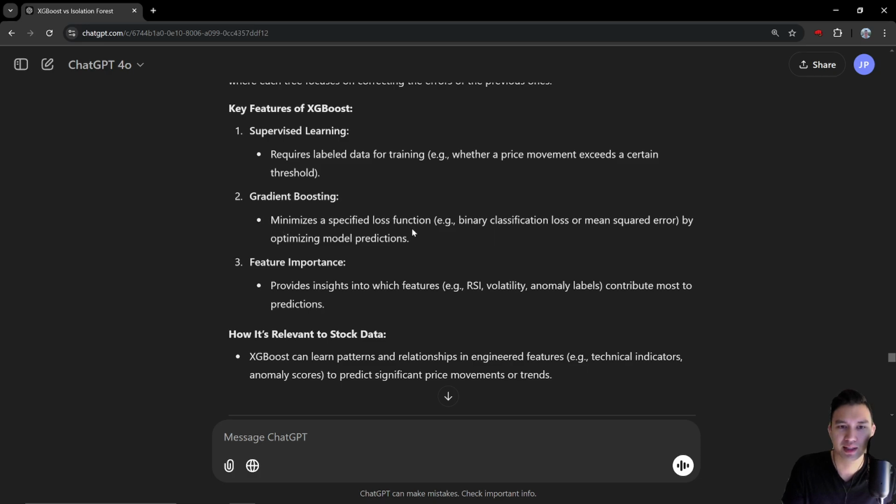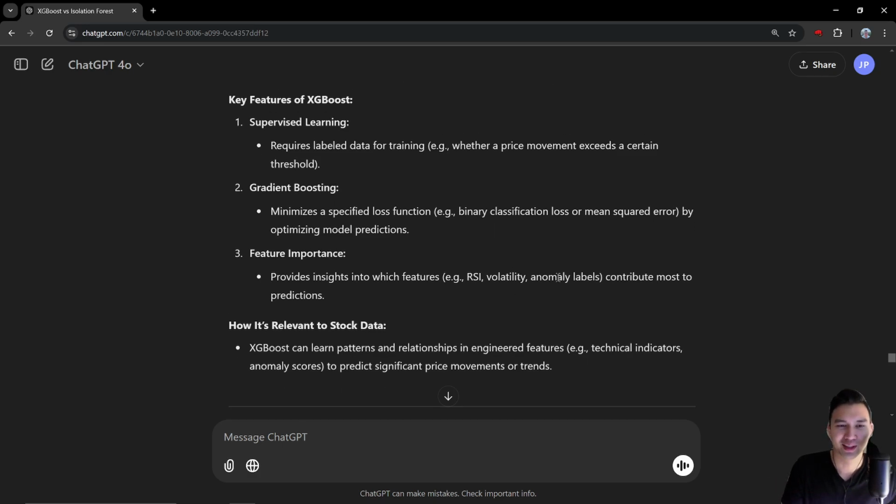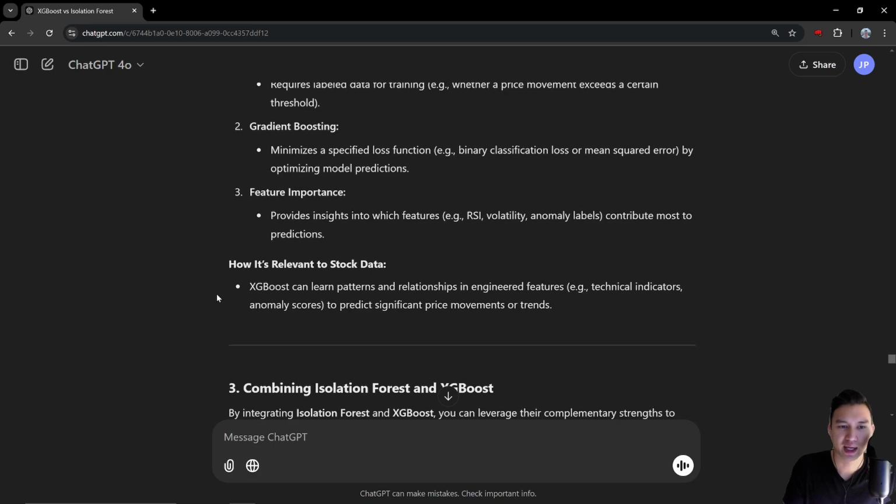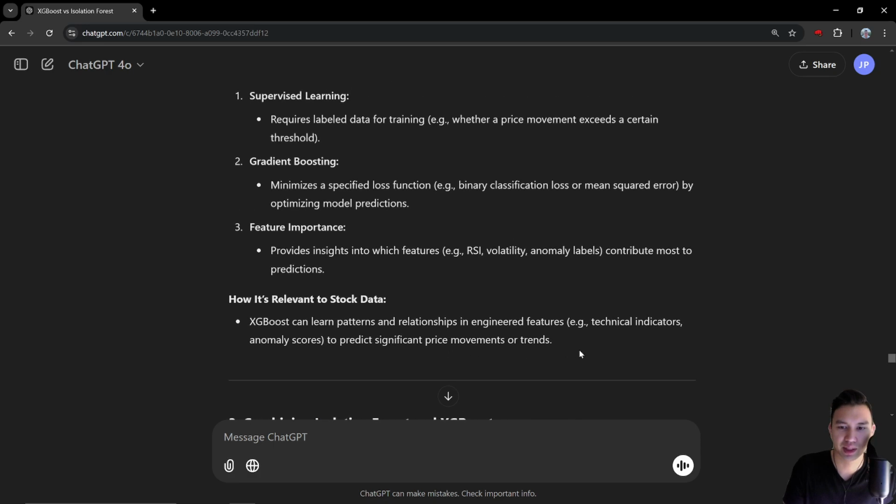Gradient boosting minimizes a specified loss function by optimizing model predictions, kind of like, I don't know if I want to get into it that hard. Maybe I'm going to go into what XGB is, but you could definitely look it up. There's a lot of good videos that I used to learn about it. Feature importance provides insights into which features, RSI, volatility, and anomaly labels, contribute most to predictions. And as for how it's relevant to stock data, XGBoost can learn patterns in relationships and engineered features, technical indicators, and anomaly scores to predict significant movements or trends.